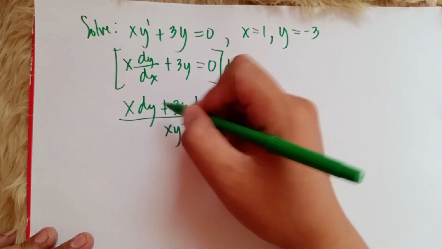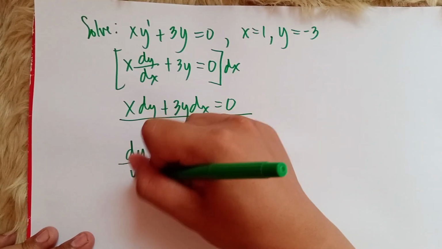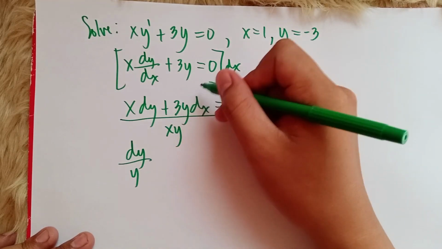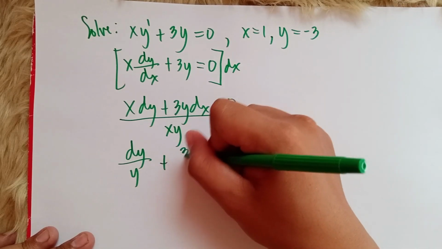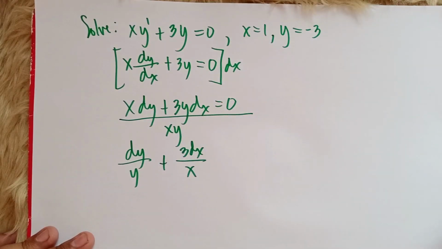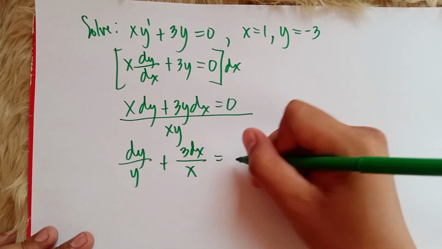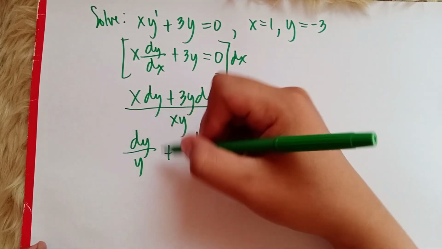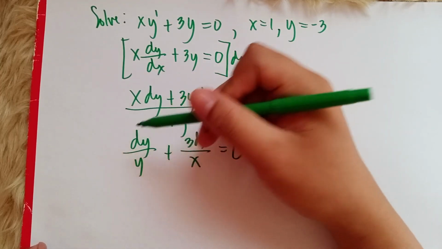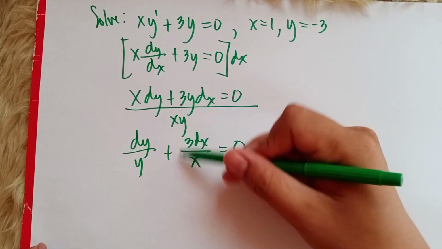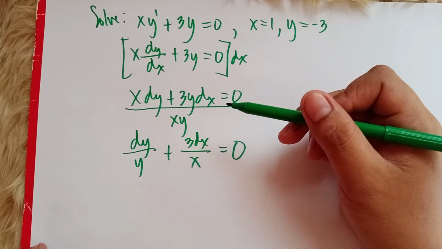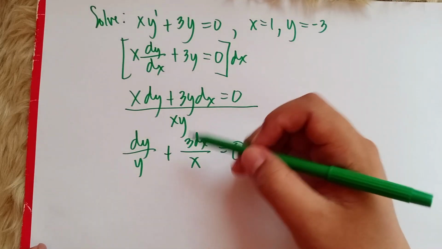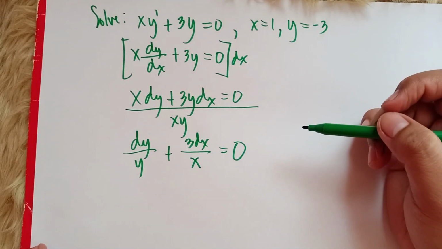So, makakancel, yung natira na lang is dy divided by y. Dito, 3y dx divided by xy. So, cancel ang y, natira na lang is 3 dx divided by x equals 0 divided by xy, still 0. Now, tingnan nyo mga boss. Nasa isang grupo na ba or nasa isang term na ba lahat ng y variable? Yes. How about lahat ng x variable, nasa isang term na ba? Yes. So, eto na mga boss. Na-separate na natin yung x variable at saka yung y variable.